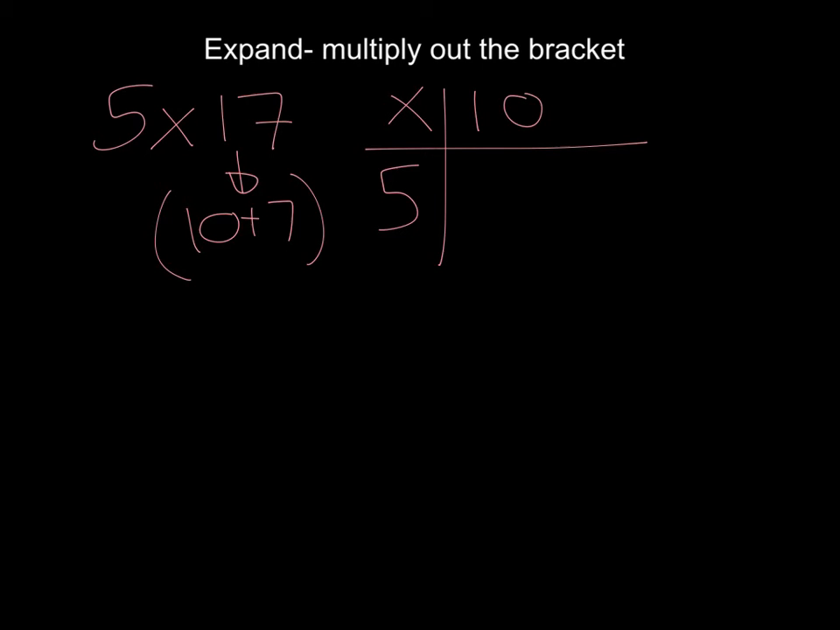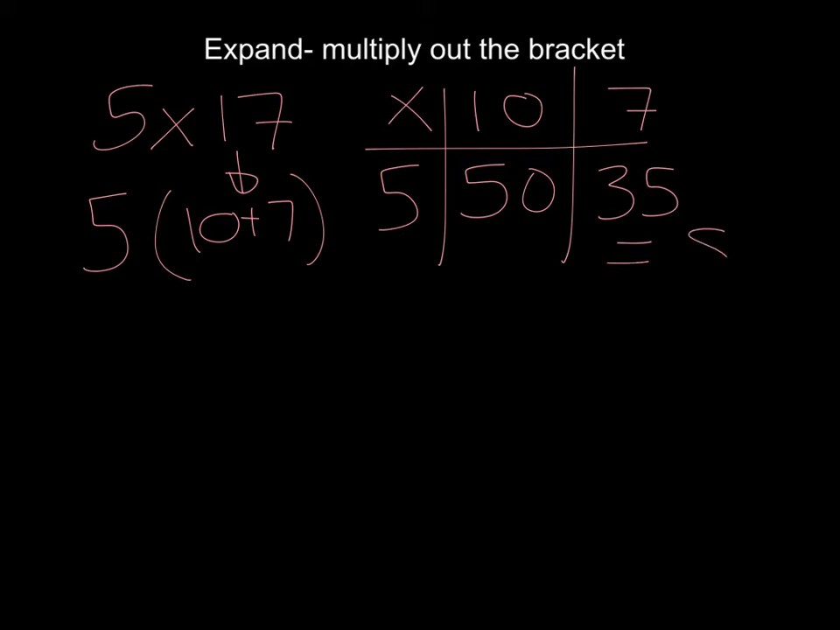So 10 and 7. See how the brackets, it's technically 5 lots of 10 plus 7, the brackets is on the outside, so then obviously you do the calculation, 5 tens are 50 and 5 sevens are 35. You then add them up and get 85. Now that's just normal grid method.